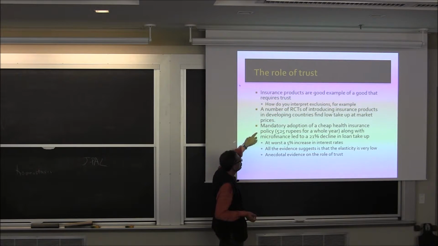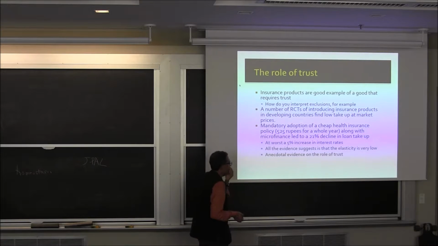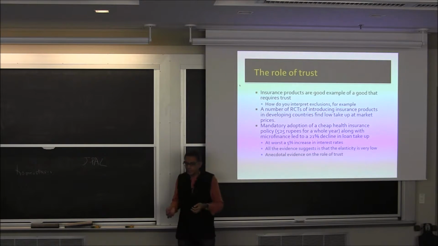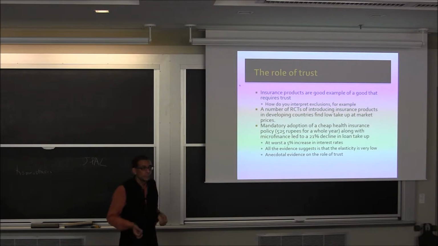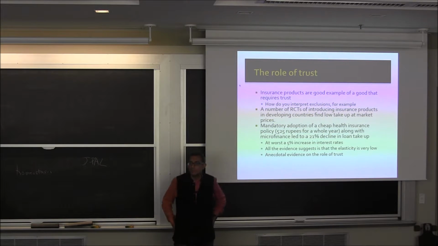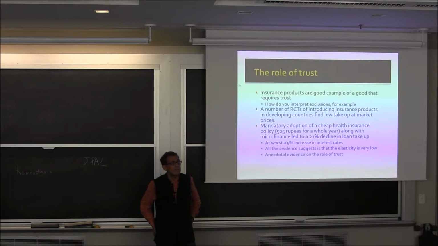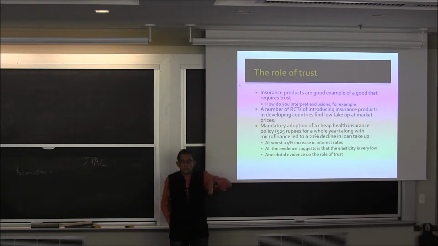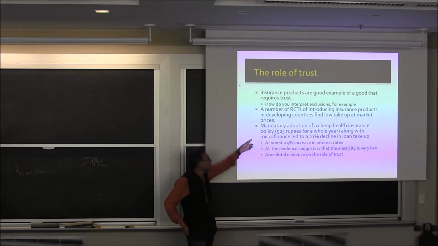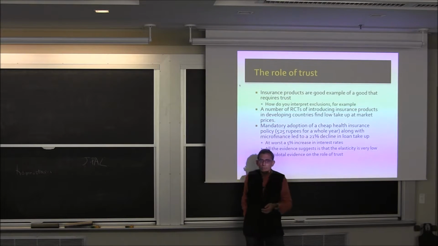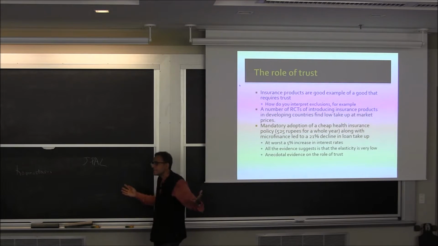They were offering insurance at a very low price. That's 525 rupees. At that time, that was about $10, which is for a whole year for a family of 4 health insurance. Extremely cheap health insurance, significantly subsidized by them. When they did that, this was done as a randomized controlled trial. Some groups were required to have insurance, others were not. That led to a 21% decline in loan take-up. That's such a massive decline.